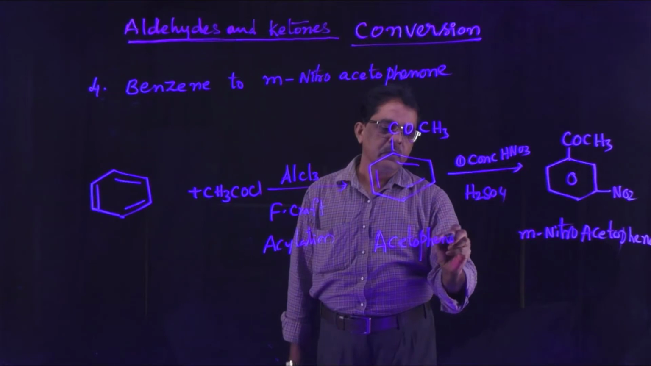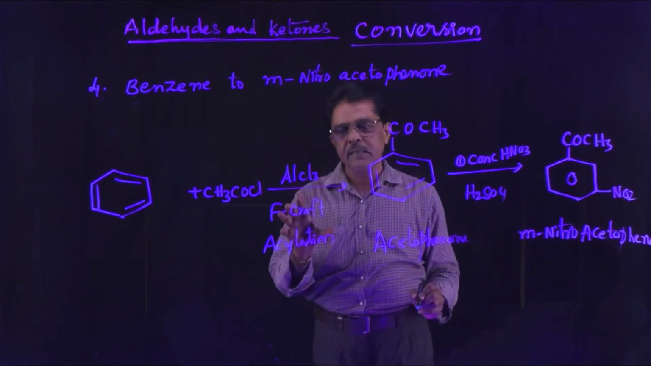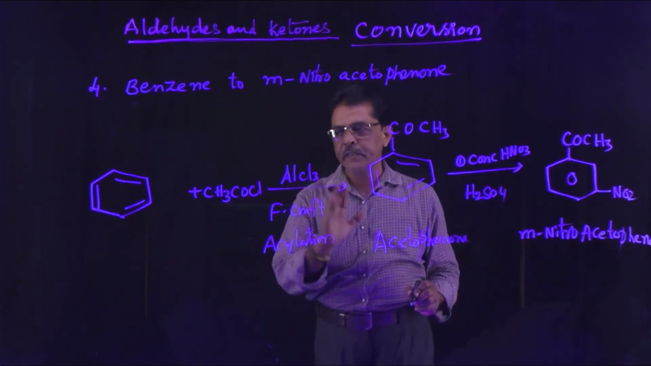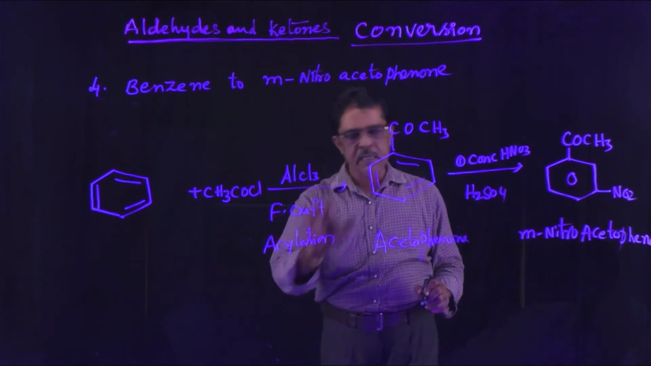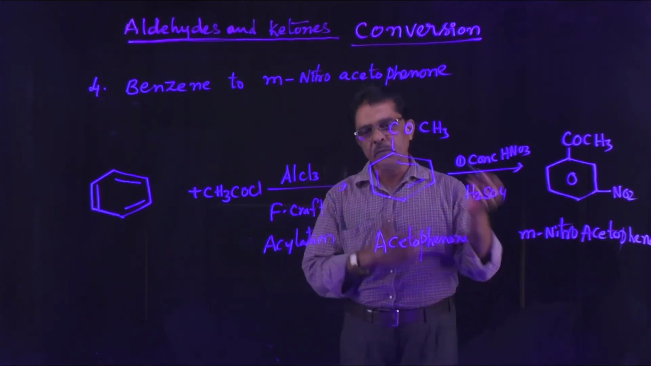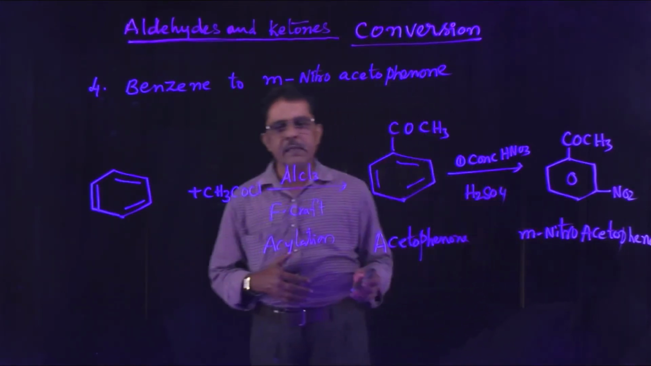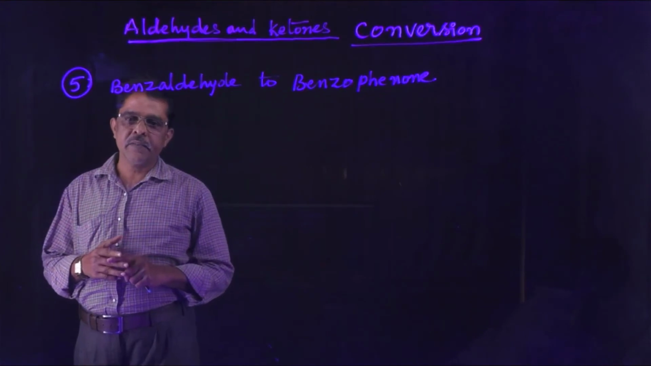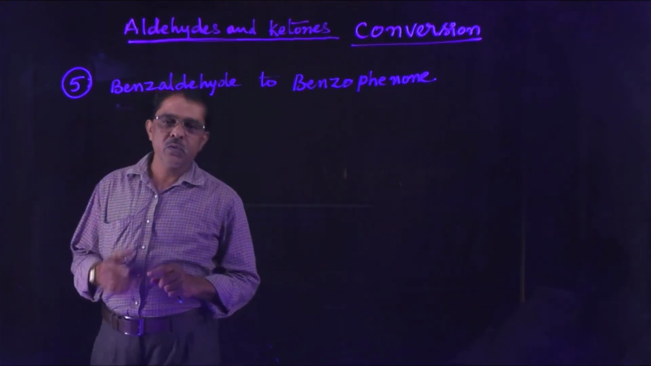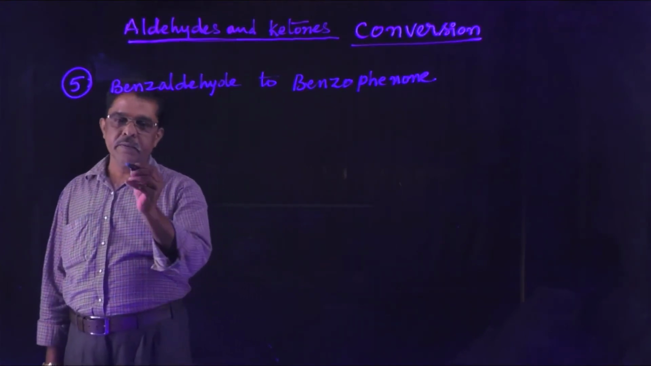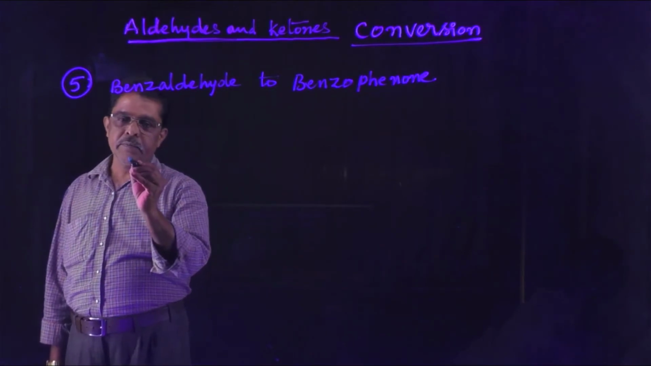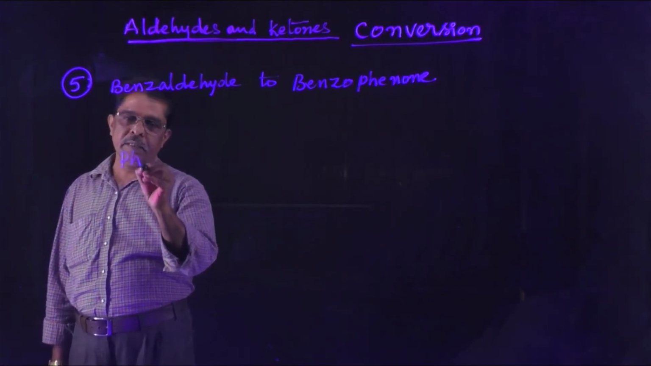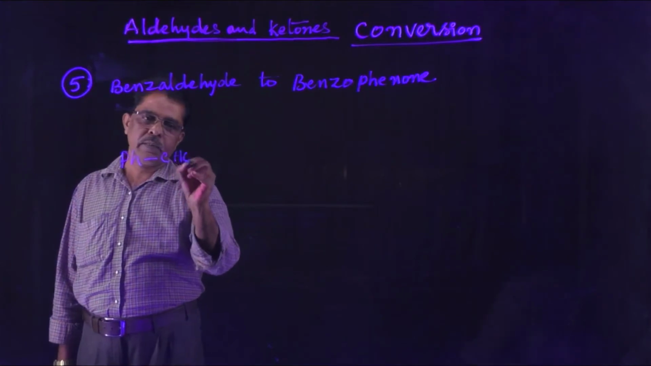Acetophenone. What name reaction is involved in this conversion? So Friedel-Crafts acylation followed by nitration. Then we will get m-nitroacetophenone, right? Next conversion is what? Benzaldehyde to benzophenone, right? So you know that benzaldehyde here, PhCHO, is the what?